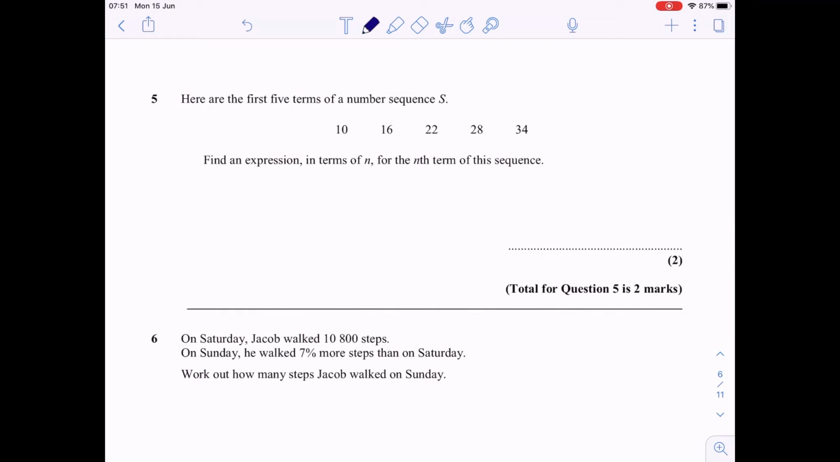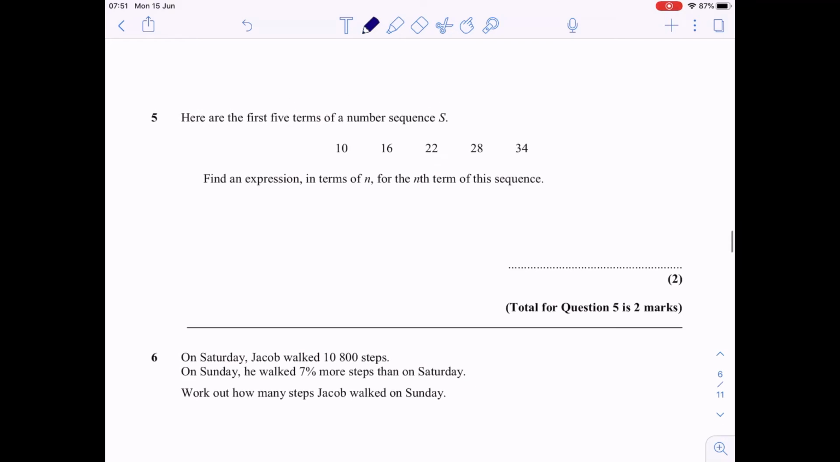Okay, here are the first 5 terms of a number sequence S, and we are trying to work out an nth term for this sequence. So we need to think, what times table does this relate to? So what are the jumps each time? Well, each step we are adding 6, so this is similar to the 6 times table.